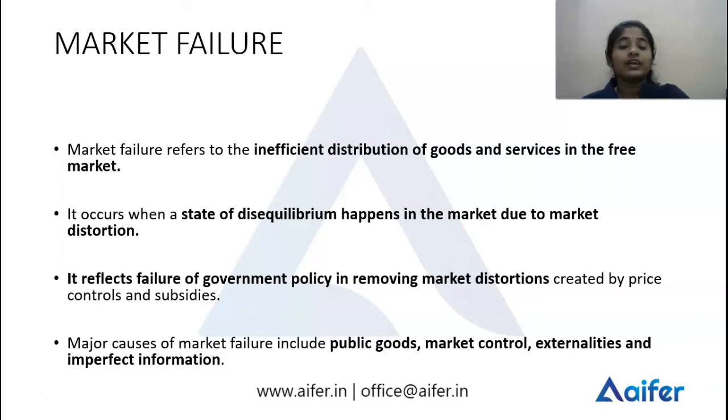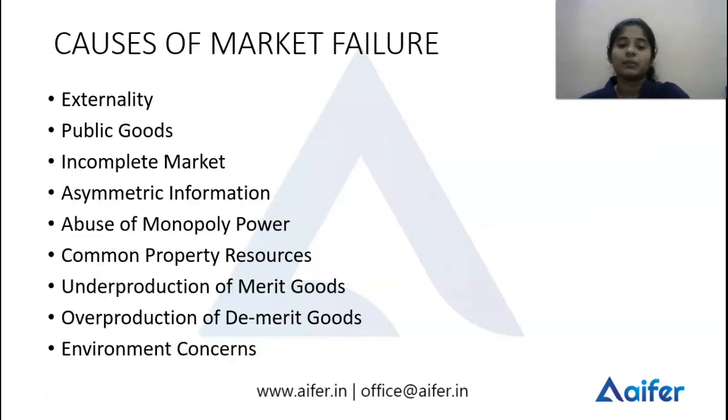And imperfect information. Imperfect information is asymmetric information. We have already seen that. So these are the very important causes of market failure. They are public goods, then market control or monopoly power, then externalities, and imperfect information or asymmetric information. So these are the other causes of market failure. Four of them we have already seen. They are externality, public goods, asymmetric information, abuse of monopoly power, etc.